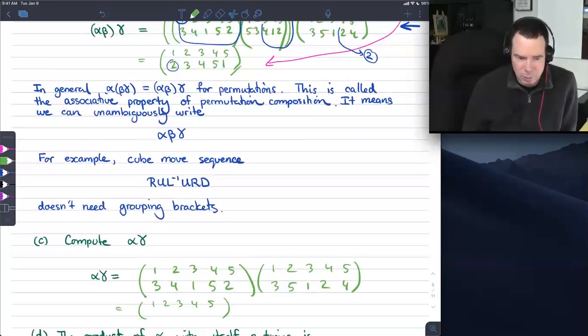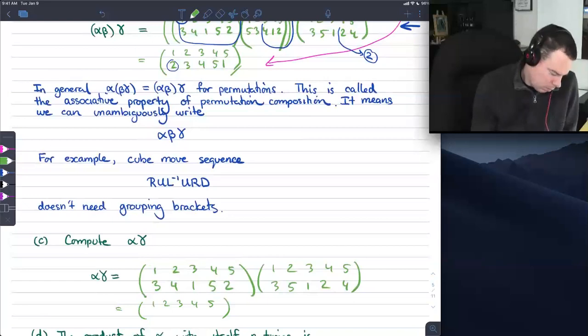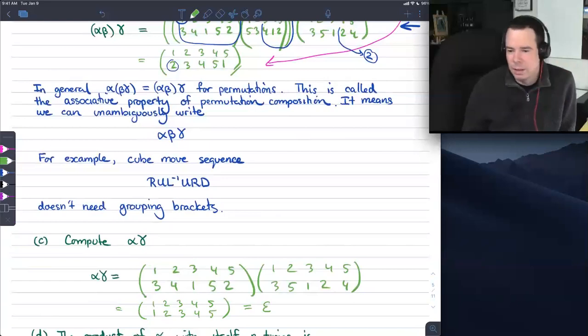Yeah, looks like some of you are getting it. 1 goes to 3, 3 goes to 1, so 1 goes to 1. 2 goes to 4, which goes to 2, so 2 goes to 2. 3 goes to 1, which goes to 3, so 3 goes to 3. 4 goes to 5, 5 goes to 4, so 4 goes to 4, and 5 goes to 5. In other words, we get the identity. So alpha followed by gamma is the identity.